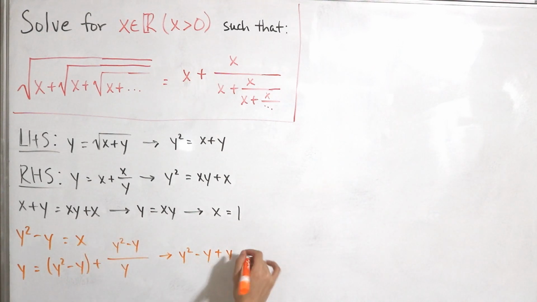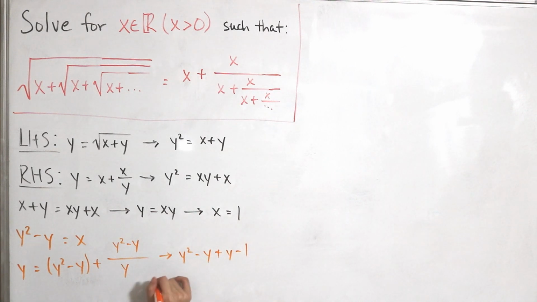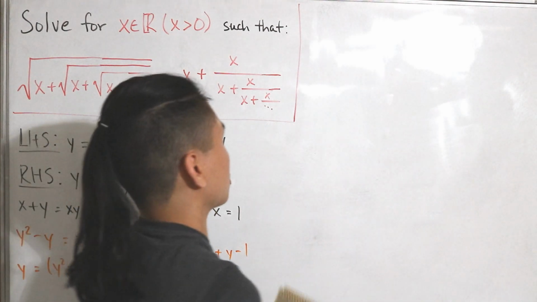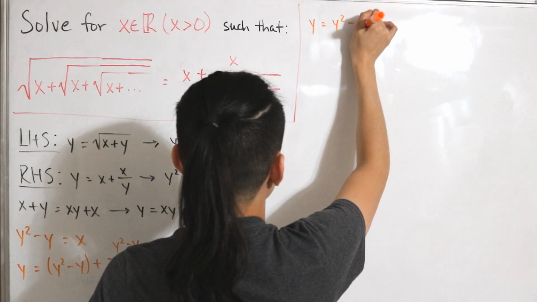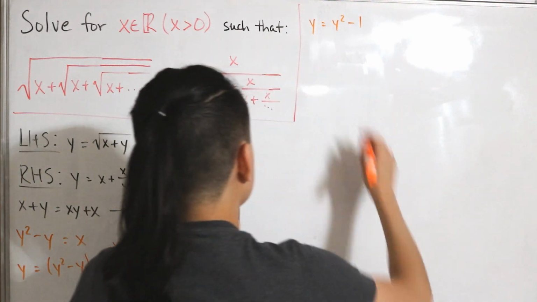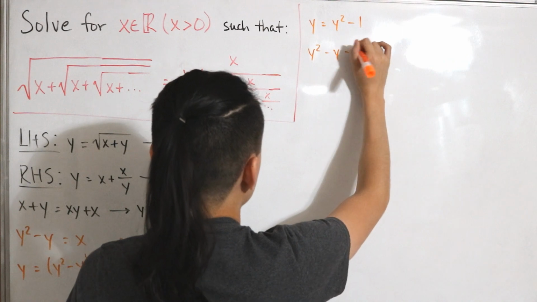Same thing over here, that's actually going to be -1. Simplify things a little bit further, and so far we have that y is equal to y squared, and then subtract 1. Let me put this on the top over here just to reestablish: y is equal to y squared minus 1. With some algebra, let's subtract y from both sides. So now I have y squared minus y minus 1 equals 0.